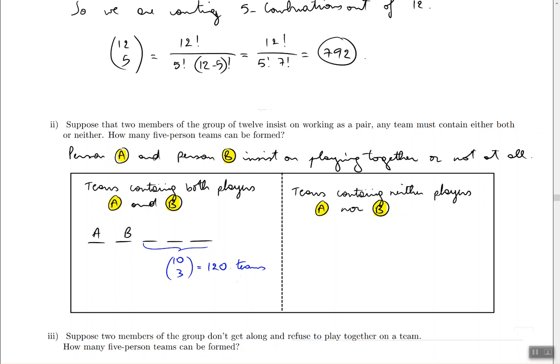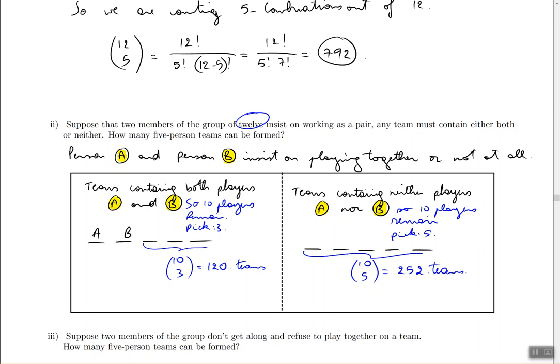Now what about the teams that don't contain A and B? Well, again, I have to make a team of 5 players, but A and B are not on this team. So how many people remain? If I don't select A or B, and I started with a group of 12, there are now 10 people to select from, and I have to select 5 people this time. Okay, so remember, why is it 10? Because the team does not have A and B, so they're not counted as part of the 12. And so 10 choose 5 is going to be equal to 252. So that's the size of my choices. That's how many teams are possible.